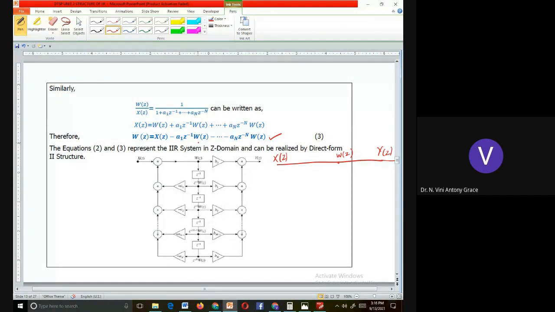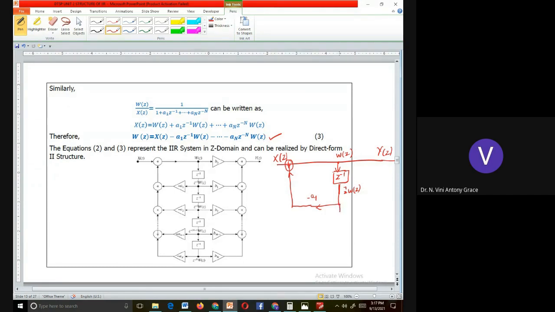So I have to pass this W of Z into a delay element where I will get Z inverse W of Z. Is it not? Now this Z inverse W of Z must be multiplied with minus A1, and it has to be added to the previous term. This has to be added to the first term, which is X of Z. That is what I have drawn here. We are drawing the structure for this equation 3.